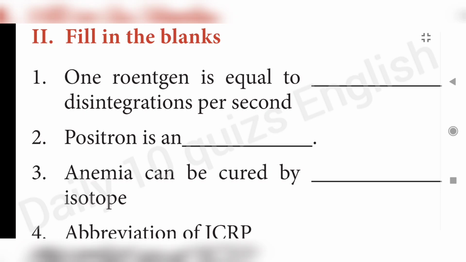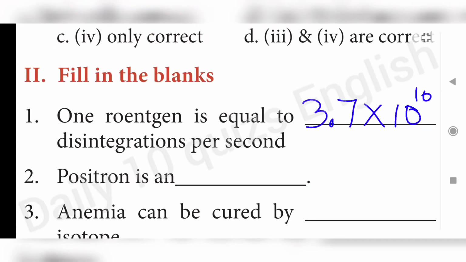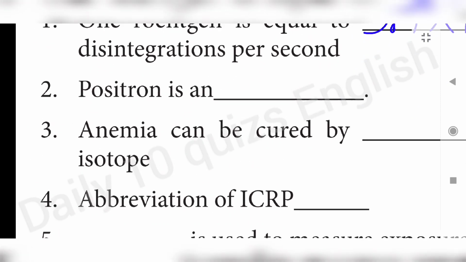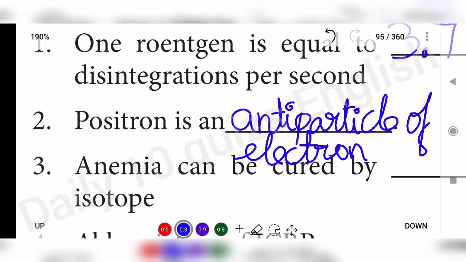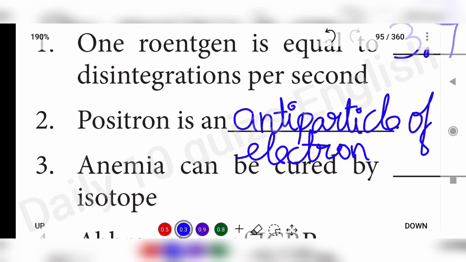Fill in the blanks. First one. 1 Roentgen is equal to dash disintegration per second. Answer: 1 Roentgen is equal to 3.7 × 10^10 disintegrations per second. Second one. Positron is a dash. Answer: positron is an antiparticle of the electron.